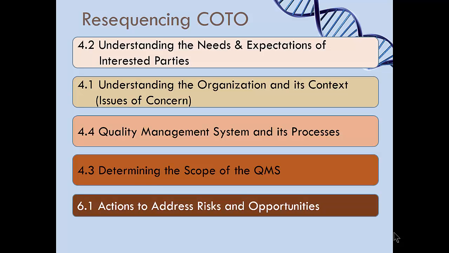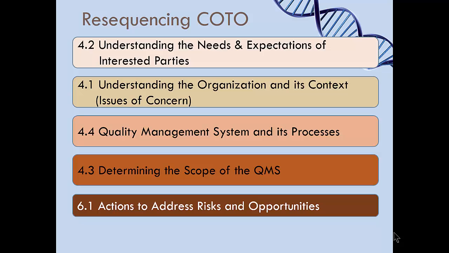Then we're going to go in and we're going to add in 6.1, the actions to address risk and opportunity, which is the risk-based thinking clause. Not really, but that's what we'll call it. And why this is in Section 6 is beyond me, because it needs to be up front here in Clause 4. But presumably they knew what they were doing.